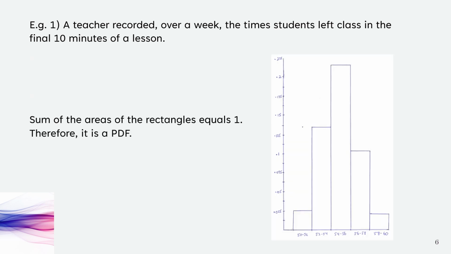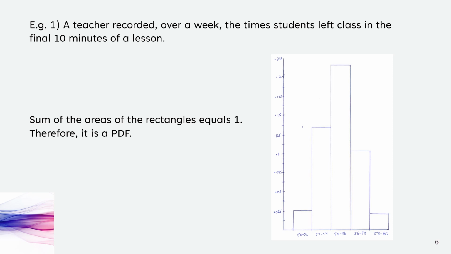So drawing it as a histogram with the class on the bottom and those frequencies on the side, we see that we form almost a parabola type shape, and the areas of the rectangles, if you add them all up, would equal 1. And we know that our rule to be a PDF is that it must be equal to 1, so that it's a probability density function.